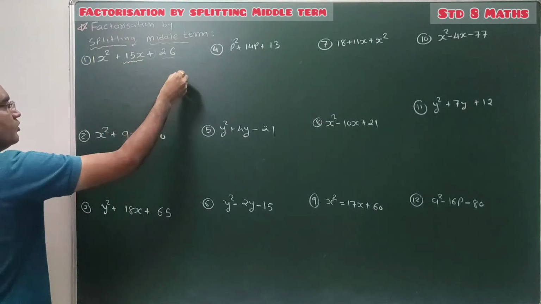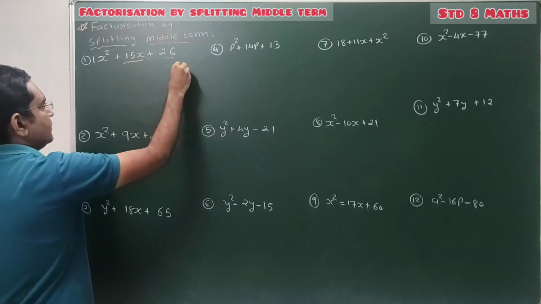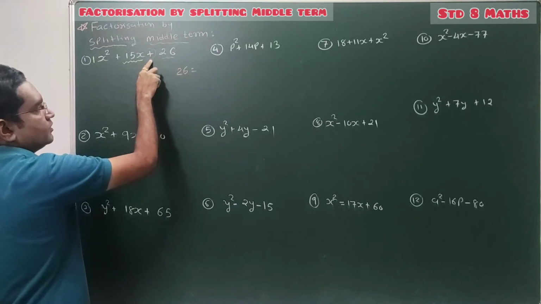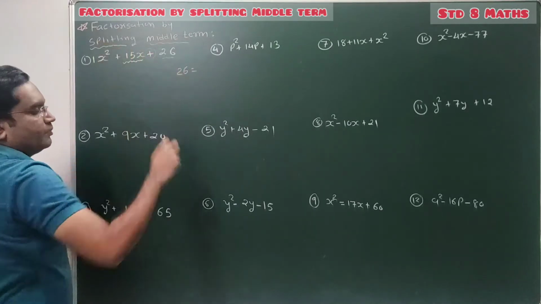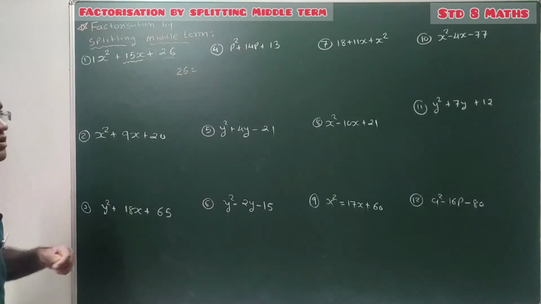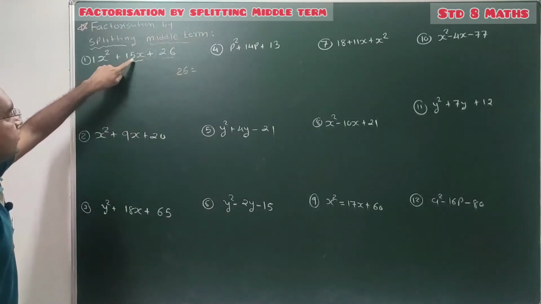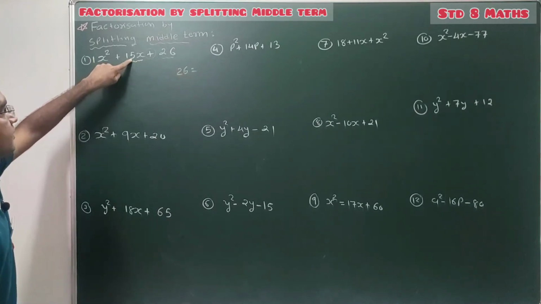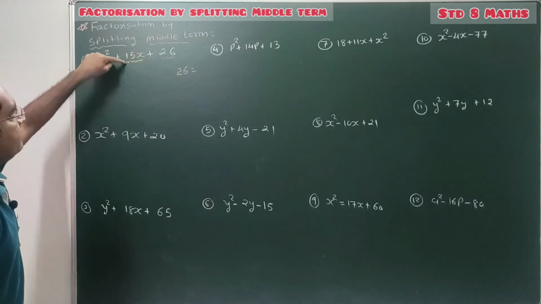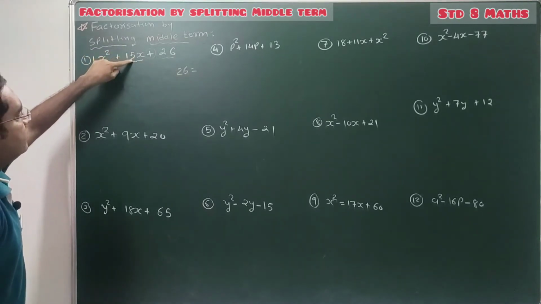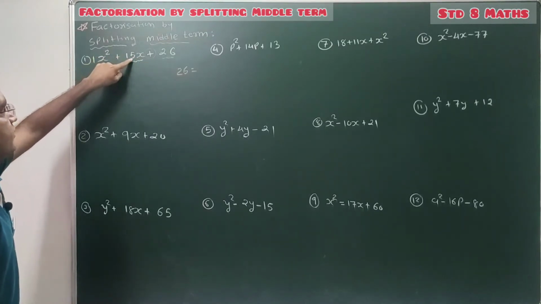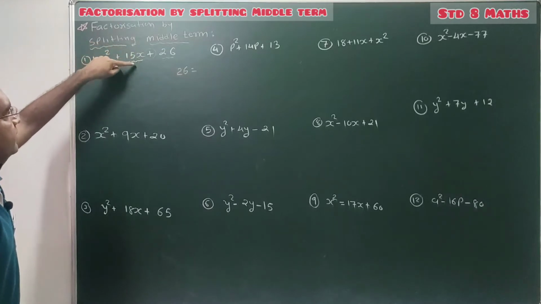So here you have to think like this: factors of 26 whose sign is plus, whose addition is 15. You have to find the two factors of 26 whose addition is this number. This number is nothing but the coefficient of the middle term. And you have to split this middle term. For the splitting of the middle term, you have to split the coefficient of the middle term, and the coefficient of this middle term is plus 15.